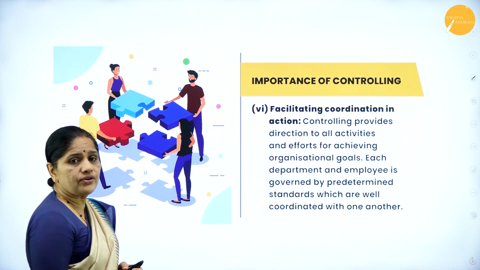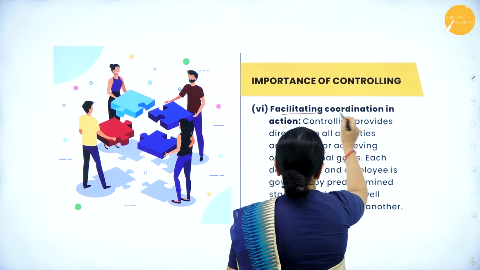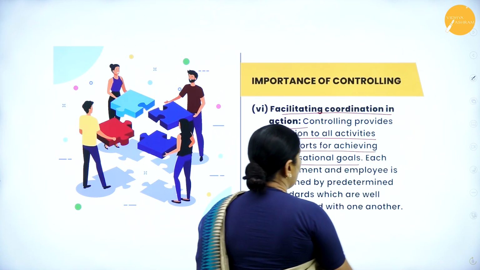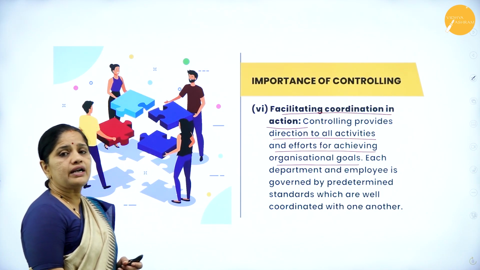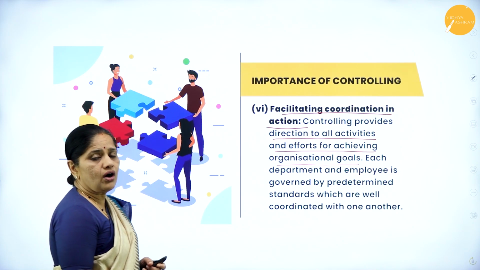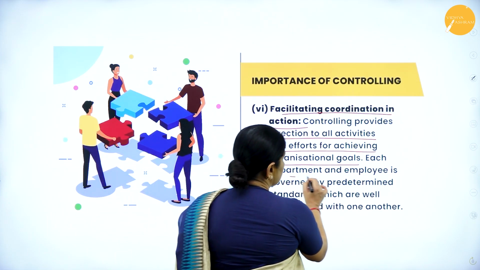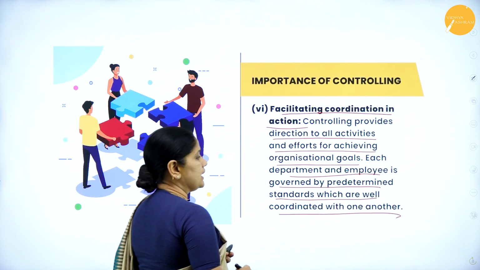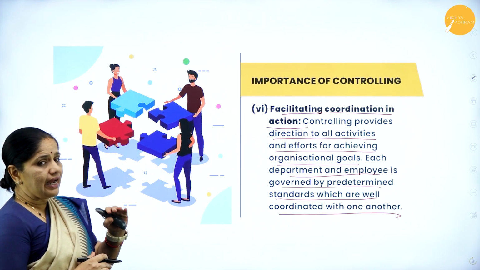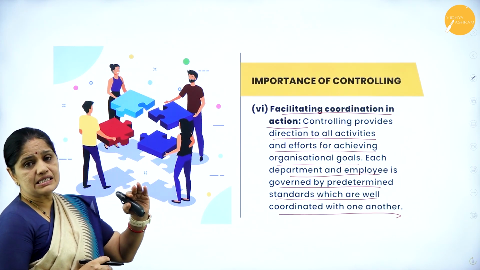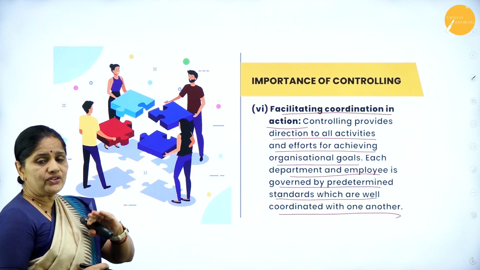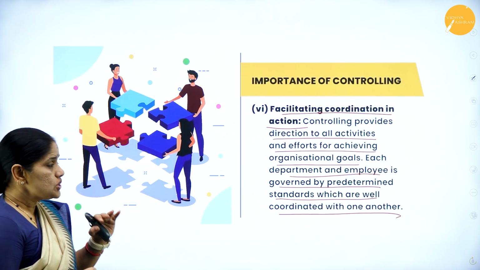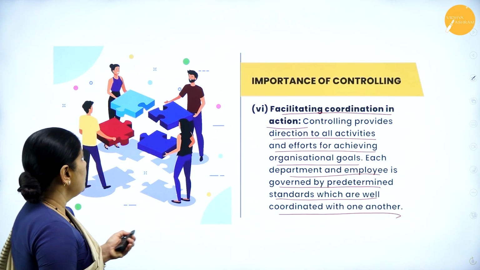The next importance of controlling is facilitating coordination in action. It provides direction to all activities and efforts for achieving the organizational goals. So with the help of controlling, we will be able to give directions for all the activities of the organization. Each employee and department is governed by predetermined standards which are well coordinated with one another. So if they have to reach the standard, there has to be coordination between the employees and between the departments. So in this way, it facilitates coordination in the organization.